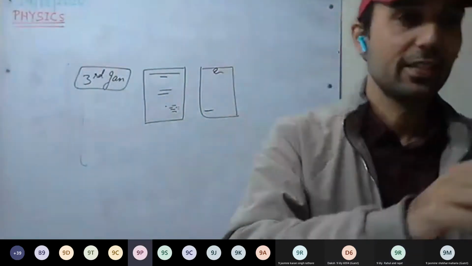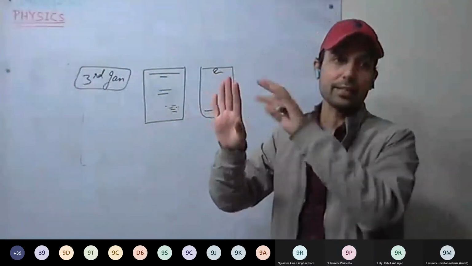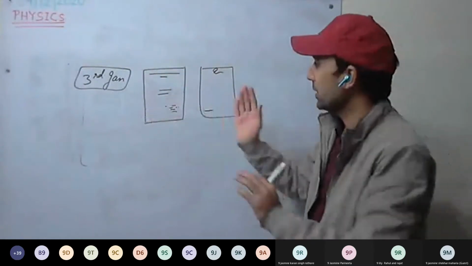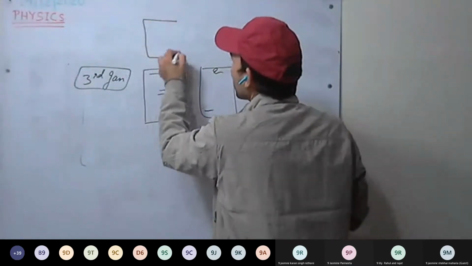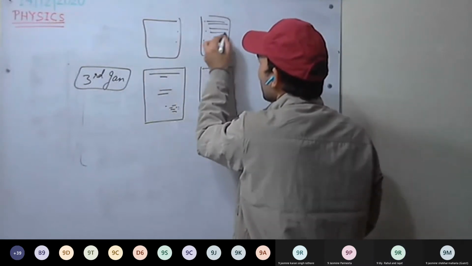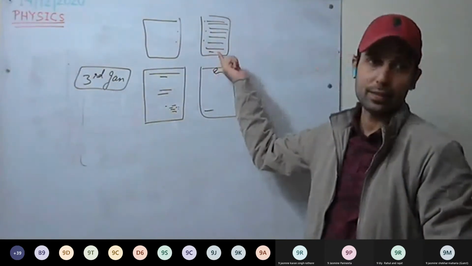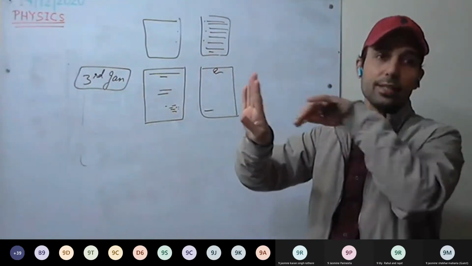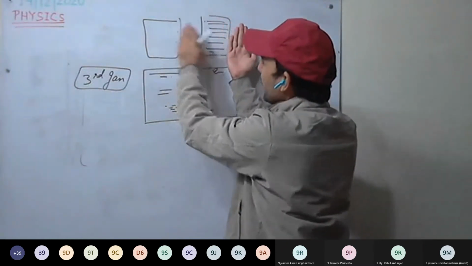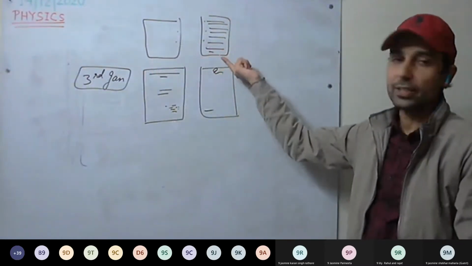Sir, can we write on both sides? No, one side. You have to take the pages with one side lined and one side plain. You write on the lined side. If you open your file, it will look like this: the left side will be plain, and the right side will be the lined pages.